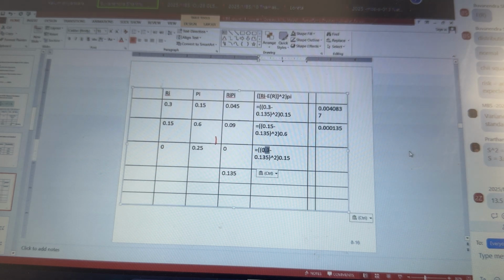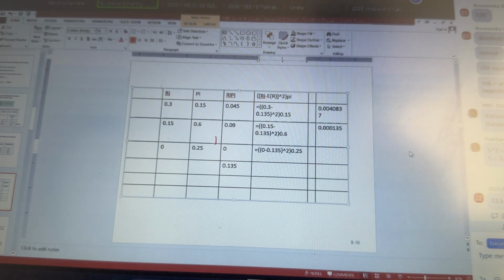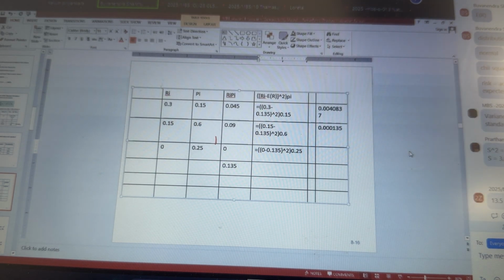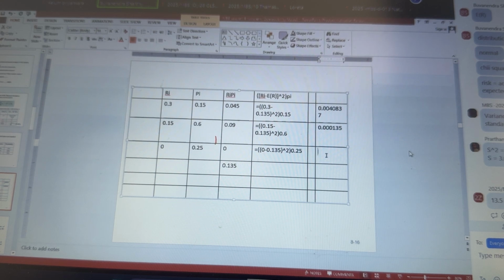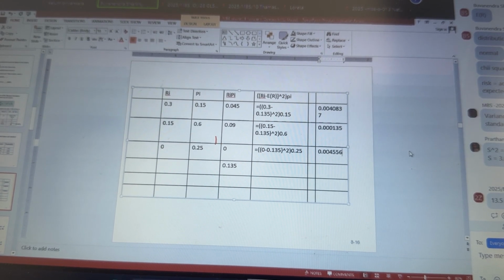So this is actually 0 here, return 0. But the outcome is there's an answer. So the probability here is 0.25. So if you go for that, 0 minus 0.135 power 2 multiplied by 0.25, that becomes 0.004556. This is the answer.